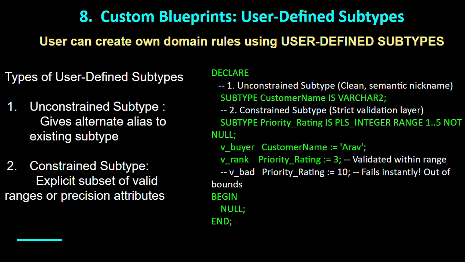Now comes user-defined subtypes. We can create our own custom domain rules using user-defined subtypes. There are two variations. Unconstrained subtypes give an alternate structural alias to an existing base type, just as a personal nickname: the person remains the same but the name can be different. And another is the constrained subtype. This limits the base type down to a tight explicit subset of valid ranges or precision attributes. The engine will only allow conversion into this subtype if the value doesn't violate the boundary rule.